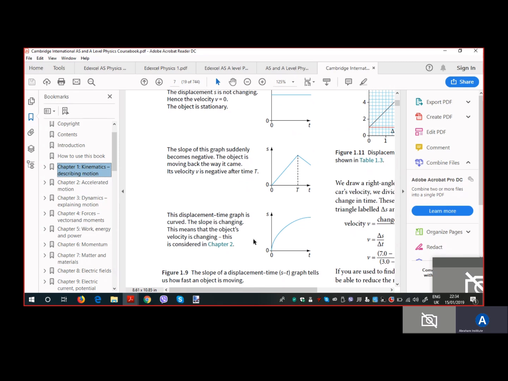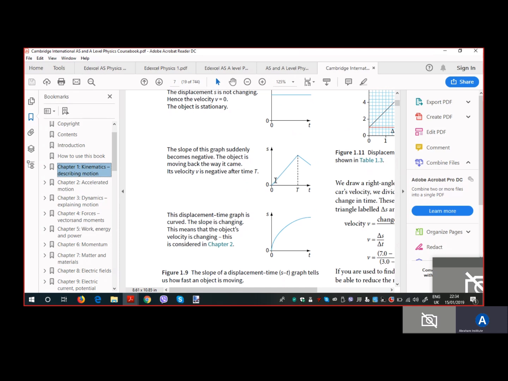Okay, what about this? What happens to the gradient here? Decreasing, because when you go along the curve, if you draw a tangent here, tangent here, tangent here, the gradient of the tangent is decreasing, which means the velocity is decreasing. Is that clear?